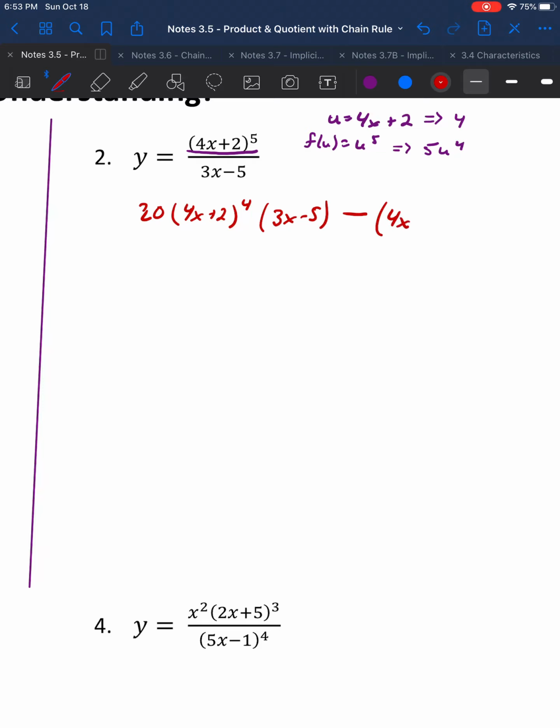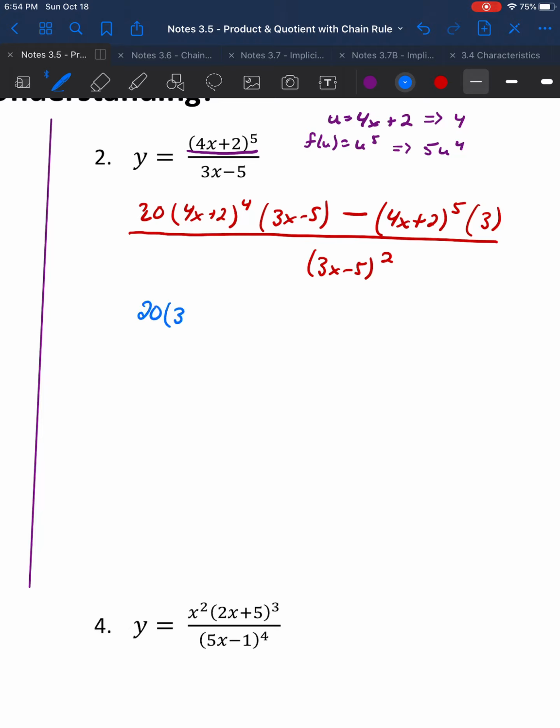Okay, so that would give me 20 u to the 4th, but my u was 4x plus 2. So there's my derivative of the first. Keep the second. Minus, keep the first, times derivative of the second. All over the second squared.